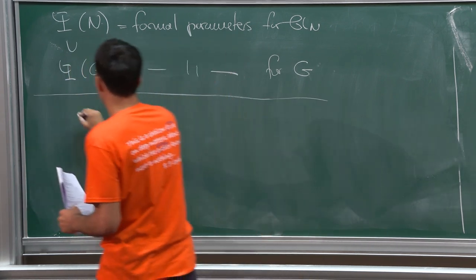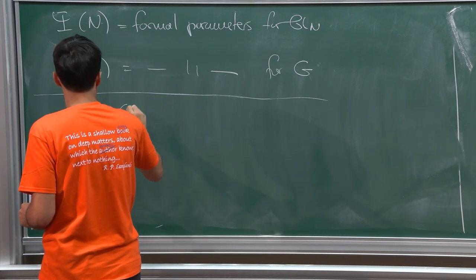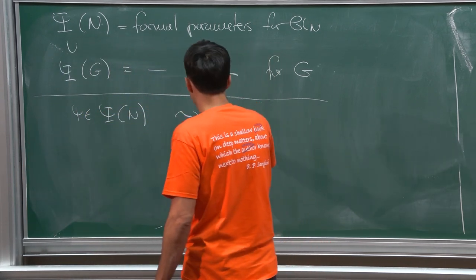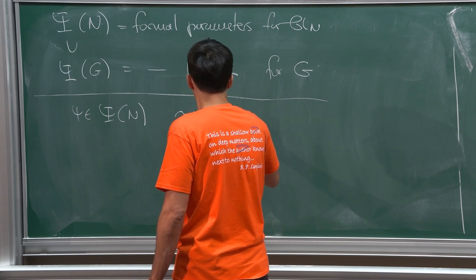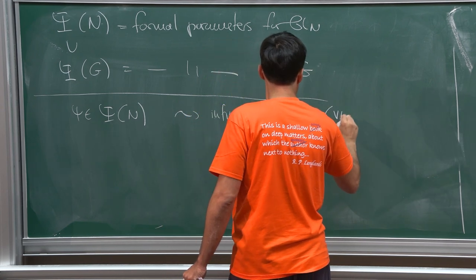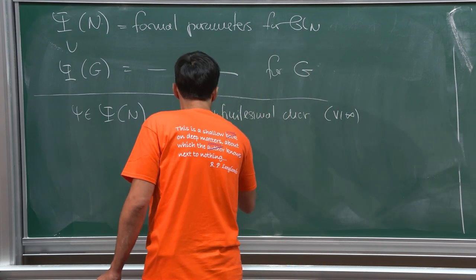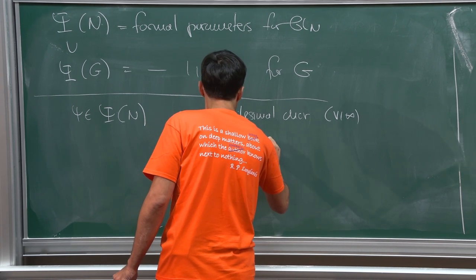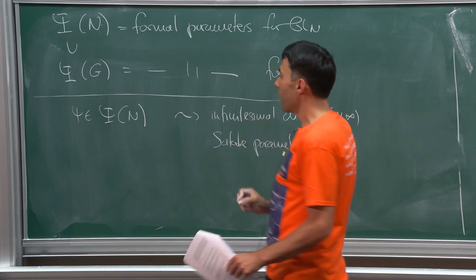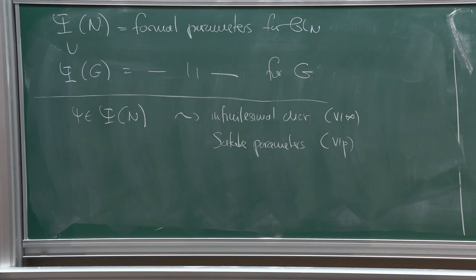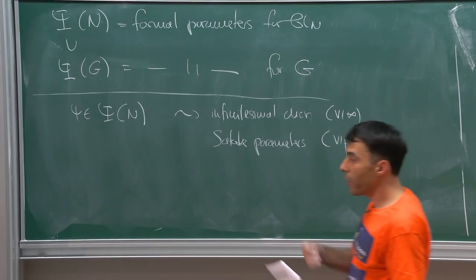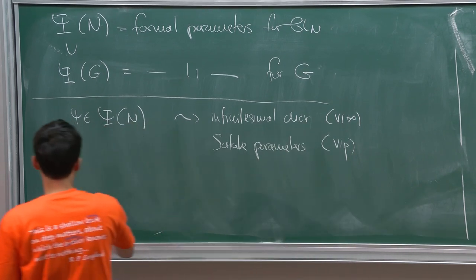So given a formal parameter, we can extract from it two bits of data. We can extract Archimedean data, which will be basically an infinitesimal character. This is for Archimedean places, and we can extract Satake parameters. This is at finite places. And using this information, we can now break up both the discrete spectrum of G that we're interested in, as well as the discrete part of the trace formula according to these parameters.